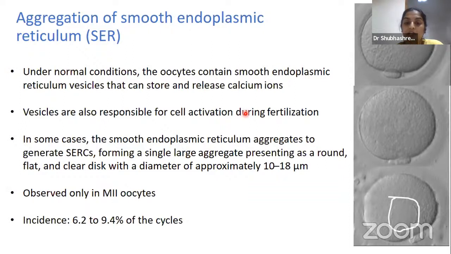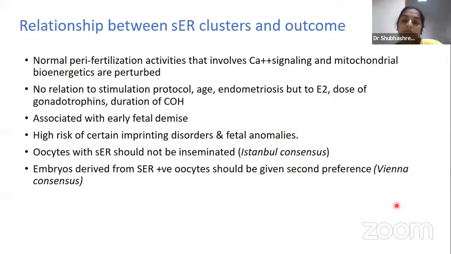The smooth endoplasmic reticulum becomes aggregated to generate smooth endoplasmic reticulum clusters, forming a single large aggregate presenting as a round, flat, and clear disc with a diameter of approximately 10 to 18 micrometers. They are observed only in M2 oocytes, and usually the incidence is around 6.2 to 9.4% of cycles. How it is correlated with ART outcome, we'll see.